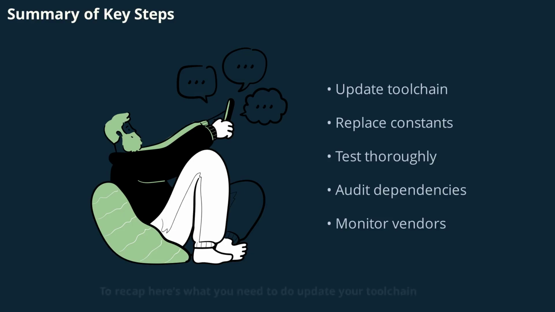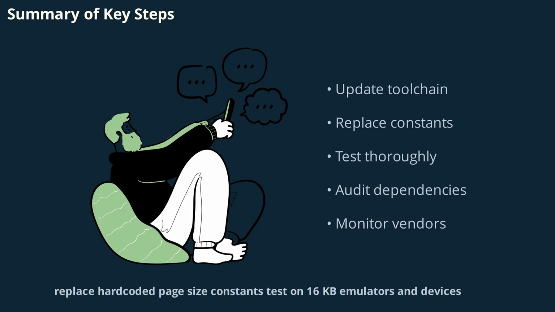To recap, here's what you need to do. Update your toolchain, replace hard-coded page size constants, test on 16 KB emulators and devices, audit all dependencies, and monitor vendor SDK readiness. Following these steps will ensure your app is ready for Android's new memory management era.